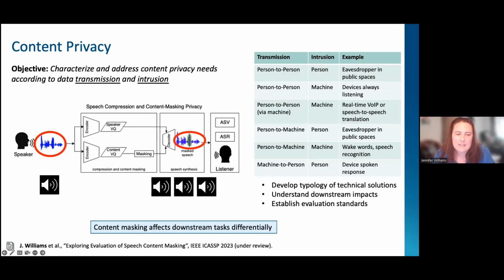In any of these cases, we're looking at how can we mask sensitive keywords and phrases while that speech is in transmission. And so we're looking at it in terms of a compression scenario where we have a speaker, the speech would be compressed, and during that compression state, we can then get the content and mask it, and then that speech can be resynthesized to mask that information from either a person or a machine. And I'll play some examples of what we've done so far. Now, this is, again, ongoing work.